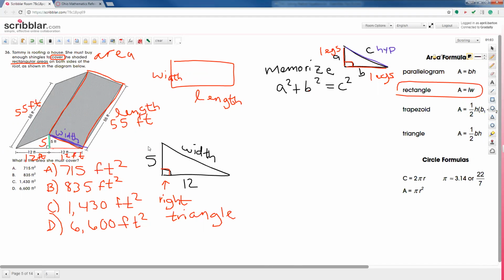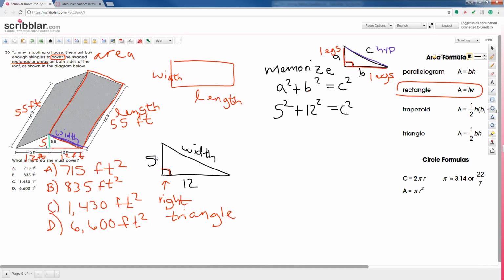So we plug in the numbers we have. We know the 5 and the 12 are touching the right angle symbol, so those are a and b. It doesn't matter the order. If you put 5 squared plus 12 squared, that would work out the same as doing 12 squared plus 5 squared.